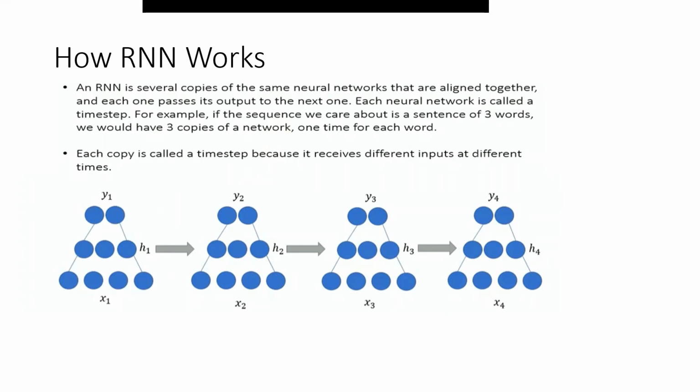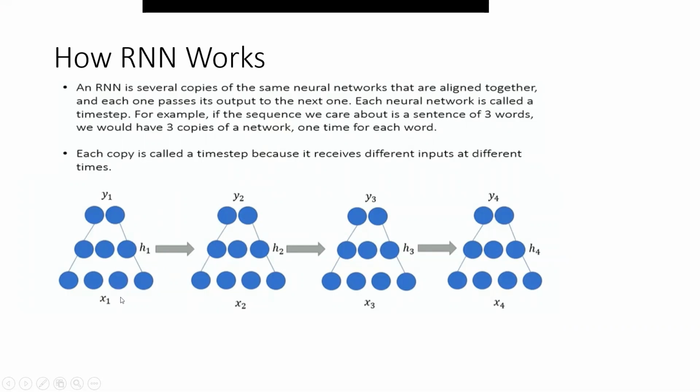Suppose we have text, right? In the text we have different words. So, "how are you doing?" So x1 is "how", x2 is "are", and x3 is "you". What it does is that it is the same network which is copied three times. Each neural network is called a timestamp.